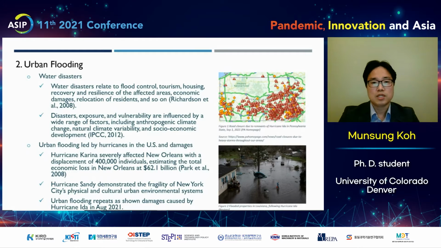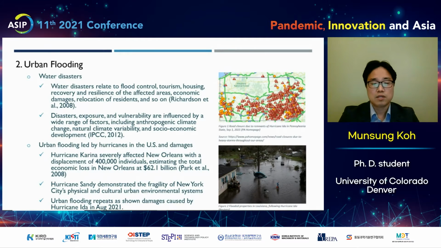So I want to give you an example from the US. Urban flooding is led by hurricanes mostly, and their damages were significant. As is well known, Hurricane Katrina in 2005 severely affected New Orleans, displaced 400,000 people, and the economic loss in New Orleans alone is about $62 billion.